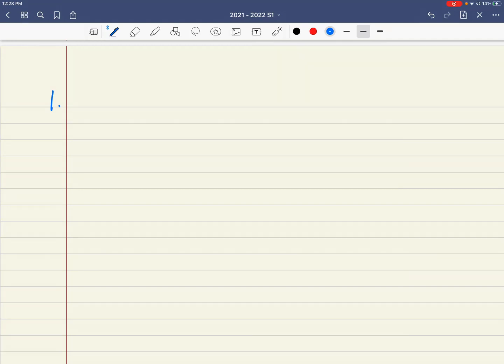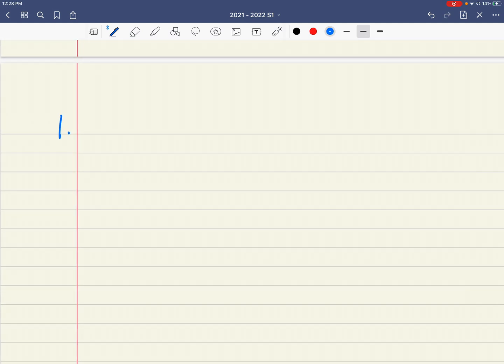Okay, problem one. Which of the sequences will converge? Which will diverge? So what is a sequence? A sequence is just a list of numbers. For example, let's say a sequence like 1, 2, 3, 4, etc.